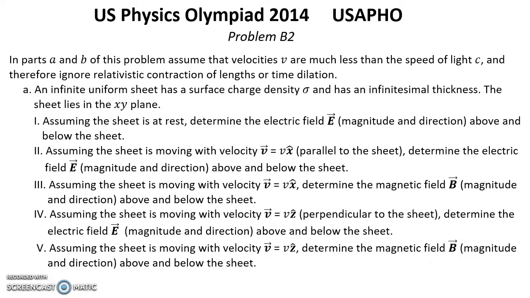Question 4. Assuming the sheet is moving with velocity v in z direction perpendicular to the sheet, determine the electric field E, magnitude and direction above and below the sheet. Question 5. Assuming the sheet is moving with velocity v in z direction, determine the magnetic field B, magnitude and direction above and below the sheet.